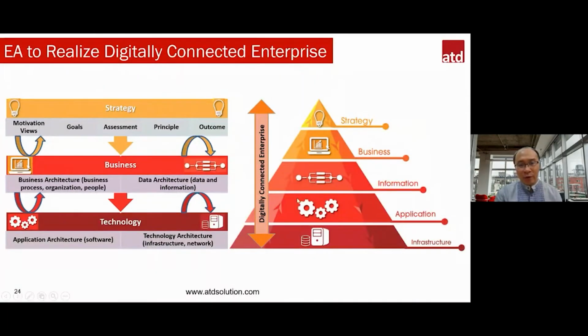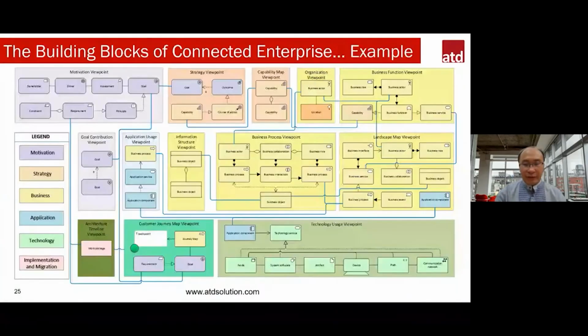So the right-hand side is where we are going to define the digitally connected enterprise. It's very, very key. We need to have full traceability from the strategy to the business, to the information, to the infrastructure or technology. The example is this: if the strategy changes, we can show straight away which business divisions, which business functions and business processes are impacted, which data is impacted, which application is impacted, and which technology is impacted. This is an example of the building blocks of the connected enterprise.